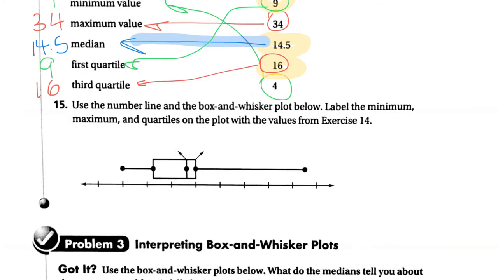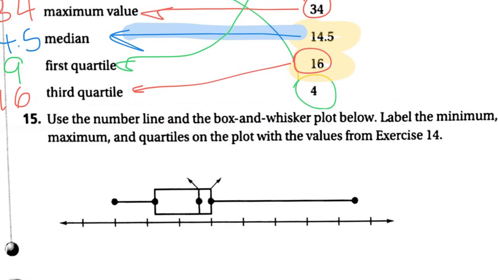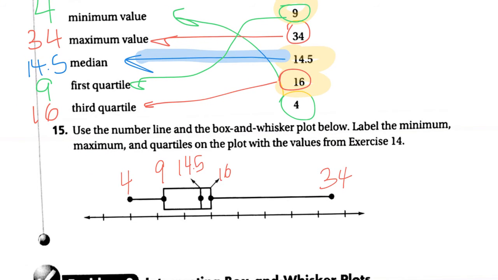So if we look down here, we are going to label our box and whisker plot using these values. So down here, we have the minimum of 4, the first quartile is 9, the median is 14.5, the third quartile is 16, and the max is 34. So there are our box and whisker plots.